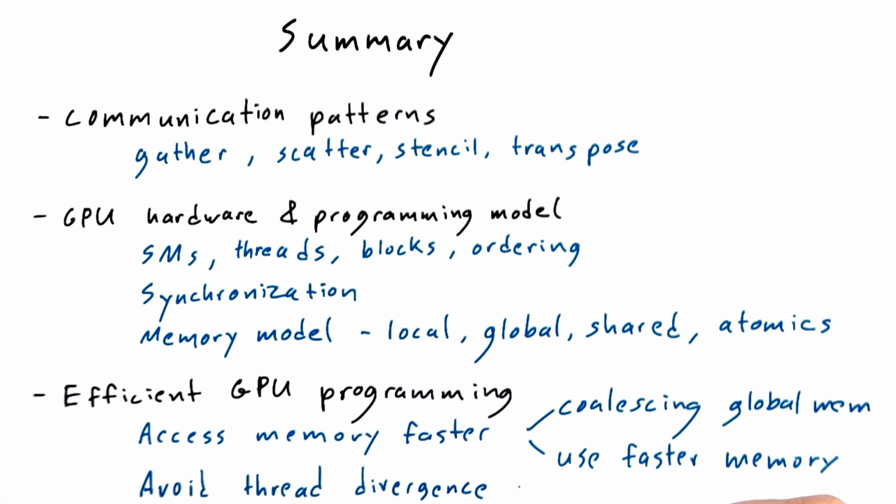Along the same lines, we learned about avoiding thread divergence that comes with branches and loops. And once again, thread divergence comes at a cost. You should be aware of that, but it isn't necessarily something that you should be freaked out about. We're going to revisit these topics and talk much more about optimizing GPU programs in Unit 5. So that's it.